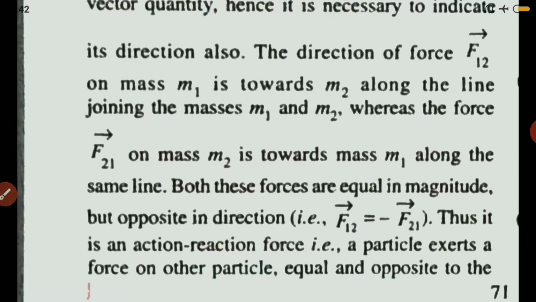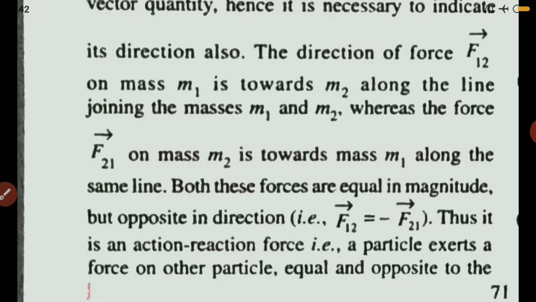Both these forces are equal in magnitude. They will not cancel each other because they are acting on two different objects but opposite in direction. That is, F12 equals minus F21.